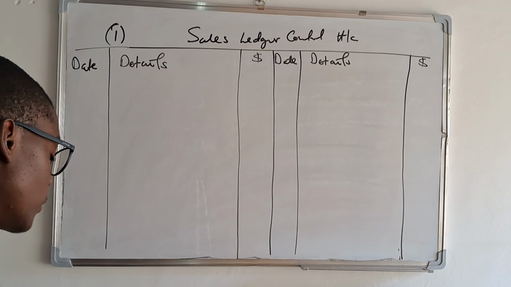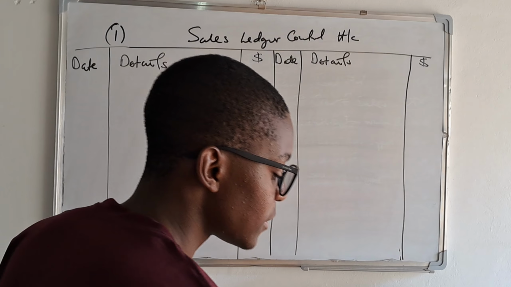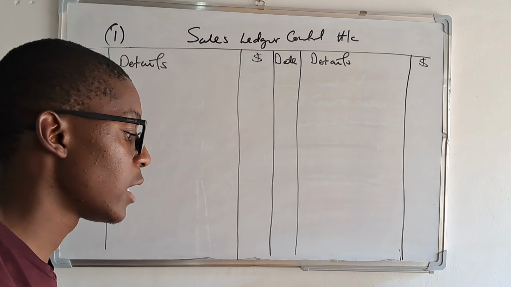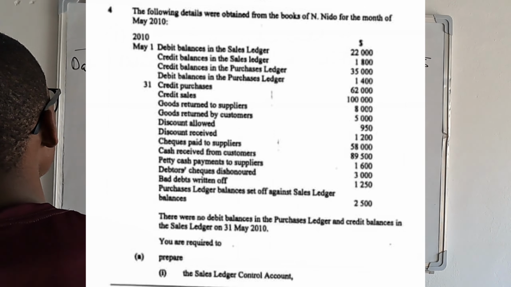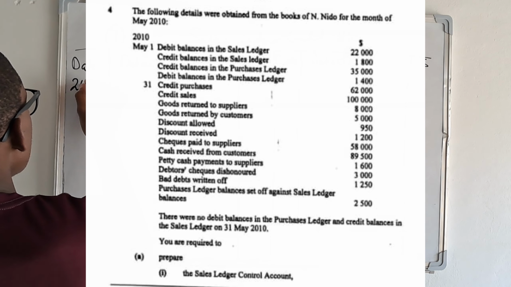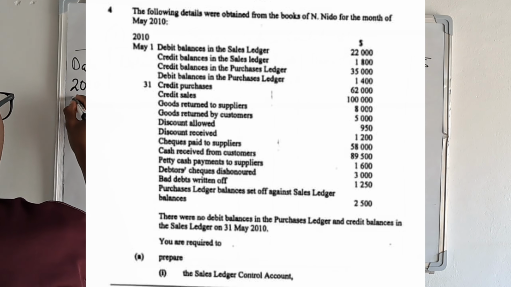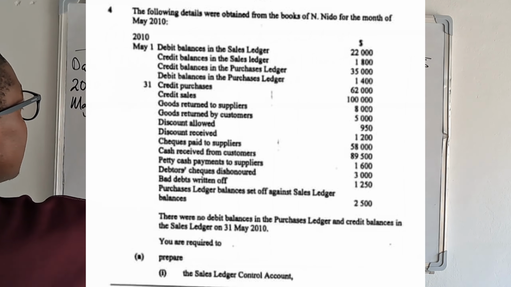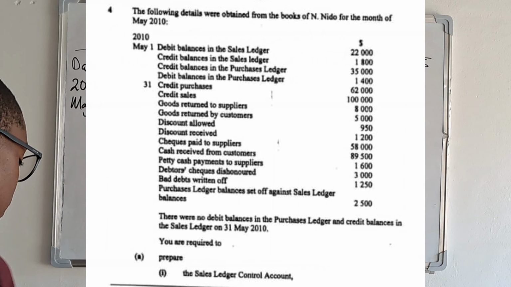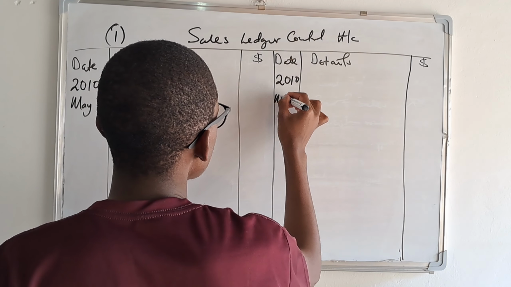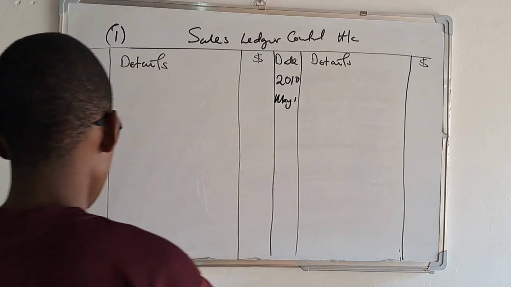So before we move on to this question, I'm going to display the question on the screen. Then we are going to read it out and look at it. 2010. Please note that your dates are 2010. First you write the year 2010, then you write your month. Since a sales ledger control account has got a debit balance, you're going to put it here. But I've seen that they've given the debit balance sales ledger and the credit balance sales ledger. You're given the credit balances also. What are you going to do?